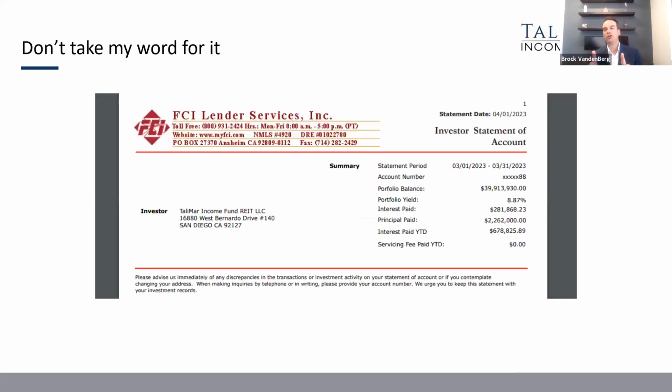And I also wanted to show you that, look, I'm walking the walk. I am invested. This is my REIT. This is what I'm invested in. Okay, this is the TaliMar Income Fund REIT.